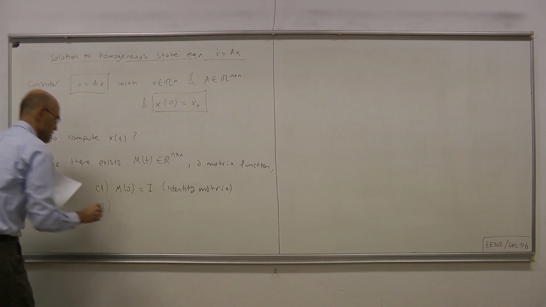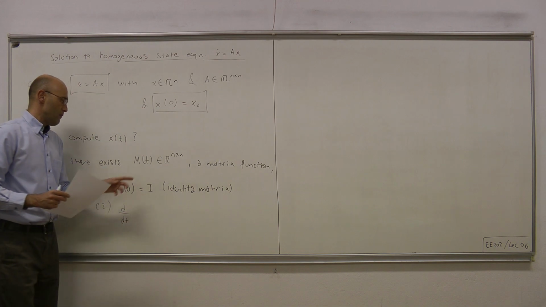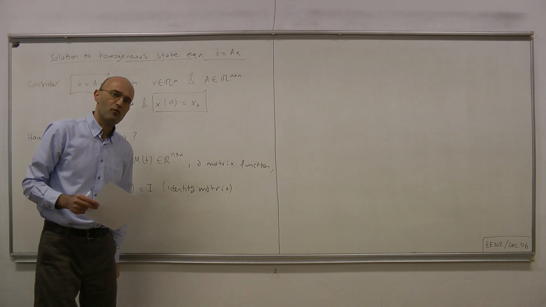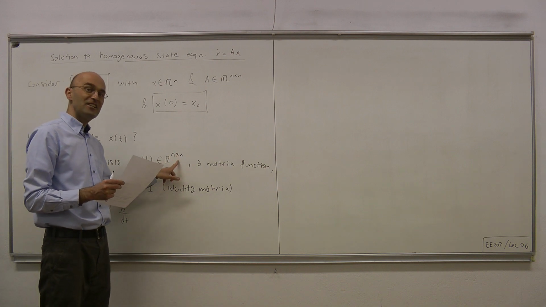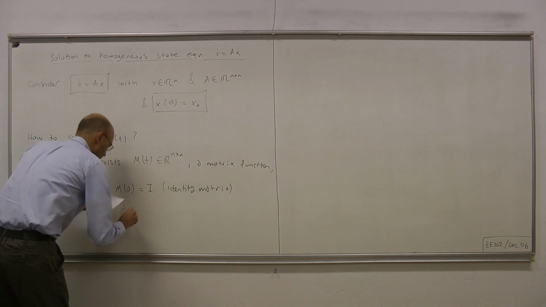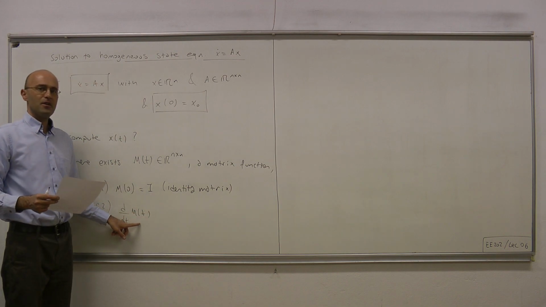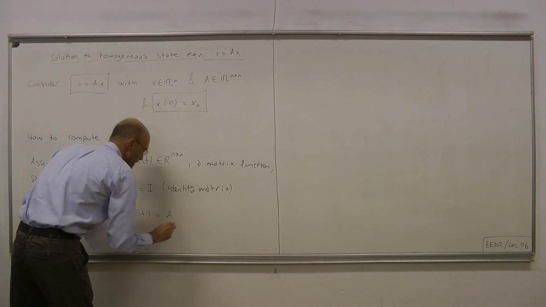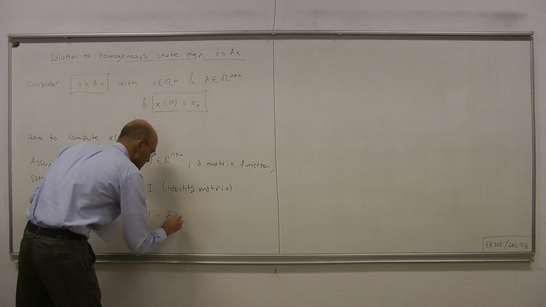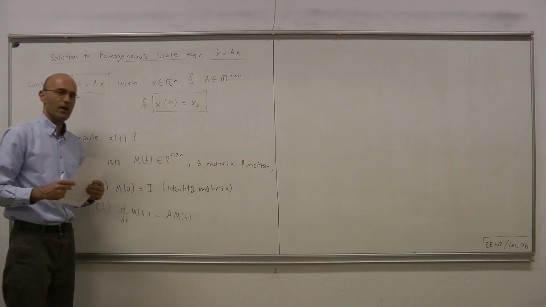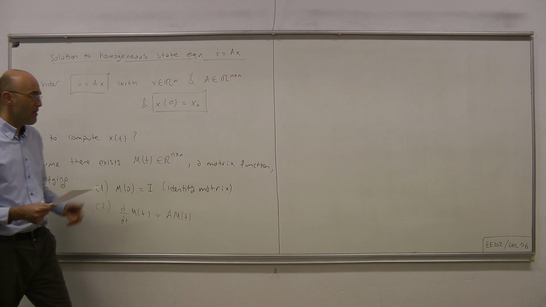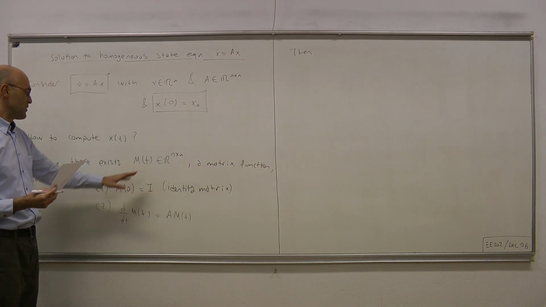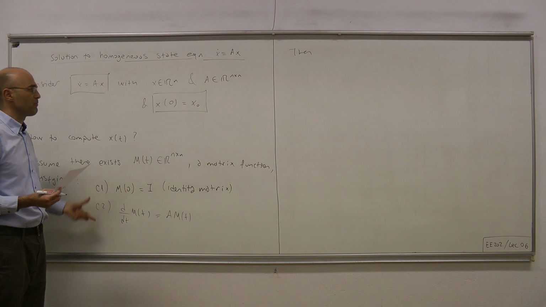And the second condition is that when you take its time derivative, and taking the time derivative of a matrix simply means you take the time derivative of every single entry, and it has n squared entries, its time derivative, which again is a matrix of the same size n by n, equals at any time t A times the matrix itself, A times M of t.